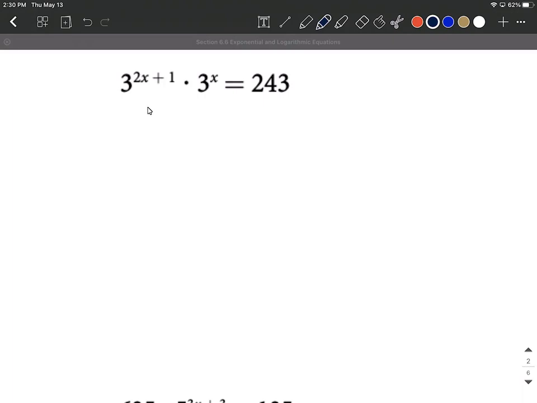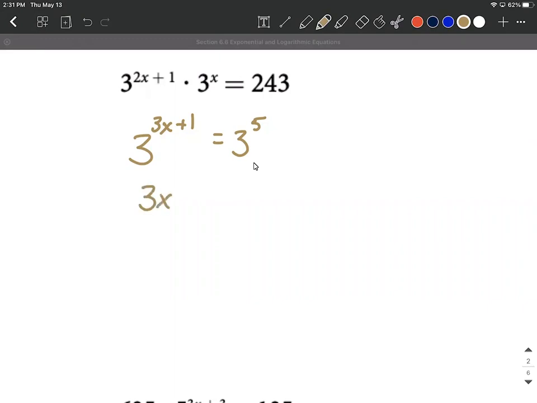So in this case, what we're going to do is go ahead and add these exponents together on the left-hand side. So we're going to get 3 raised to the 2x plus 1 plus another x. We can combine the 2x plus a third x, get 3x plus 1 on this side. On the other side, we want to figure out 3 to what power is equal to 243. And I think if we test a few values, we get 3 to the 5th power is the same thing as 243. So you can replace 243 as 3 to the 5th.